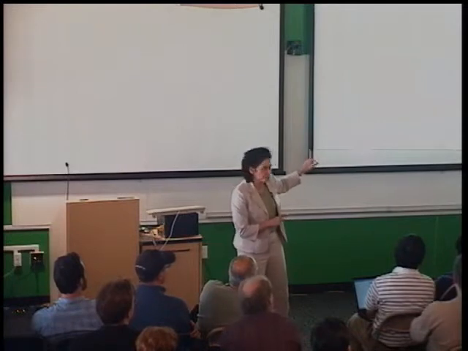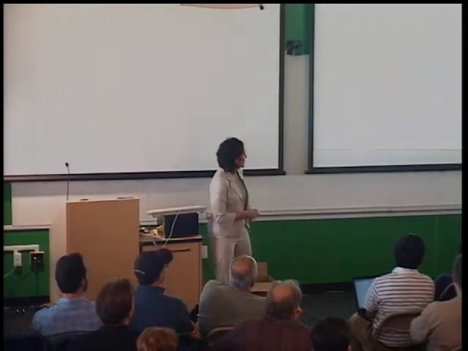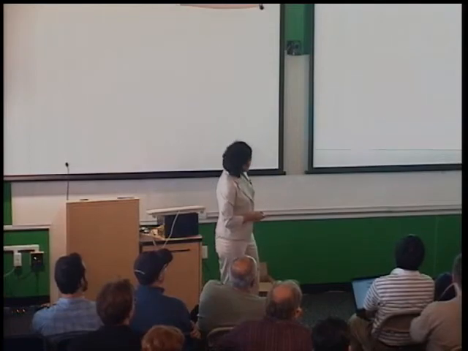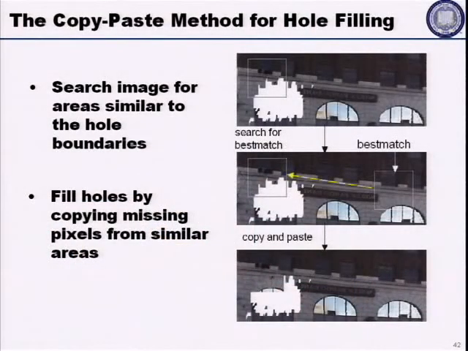I'll explain that in just 1 second. It's the example on the next slide. So what we do is a copy and paste method. For some regions that are easy, you can do inpainting and interpolation, simple things. For other regions like this, you can do the copy and paste method.